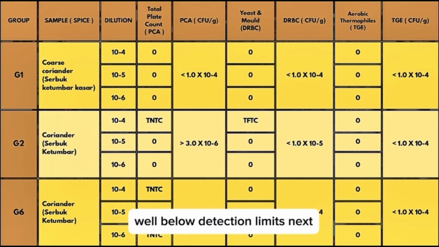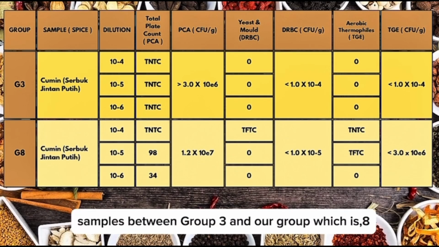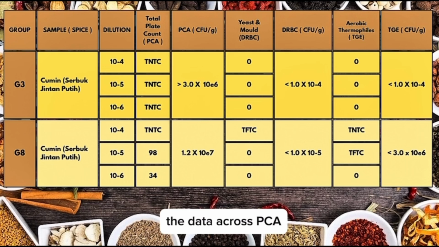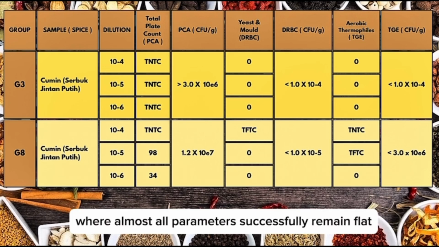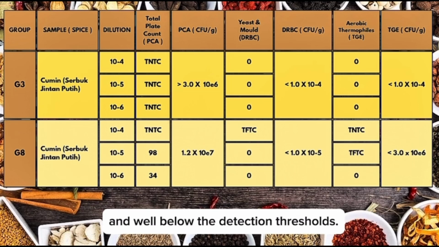Interestingly, for both the DRBC and TGE tests, all 3 groups show excellent profiles, with count remaining well below the detection limits. Next, data 4 compares the cumin powder samples between group 3 and our group, which is 8. The data across PCA, DRBC, and TGE shows a very consistent and clean trend for both groups, where almost all parameters successfully remain flat and well below the detection thresholds.